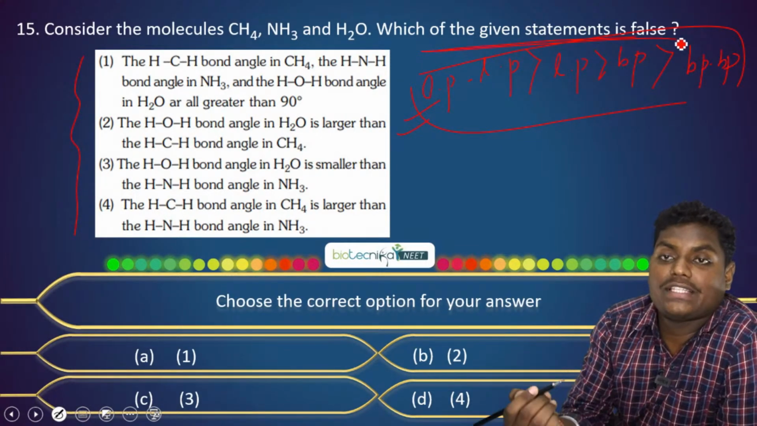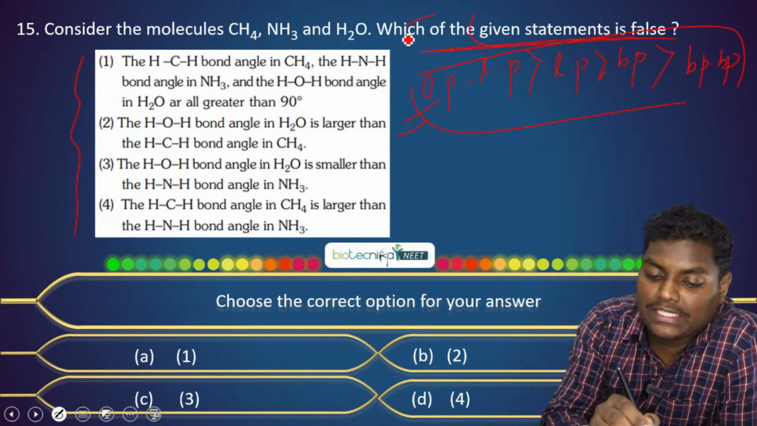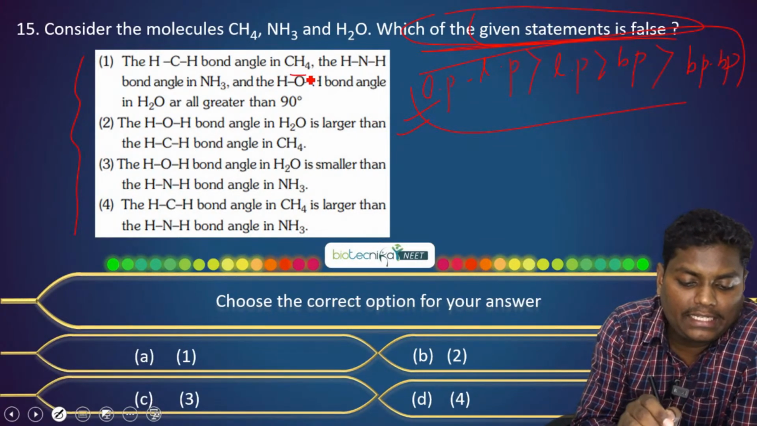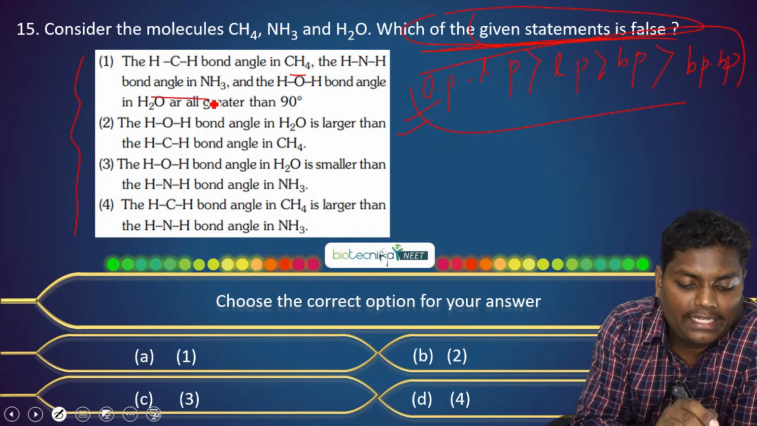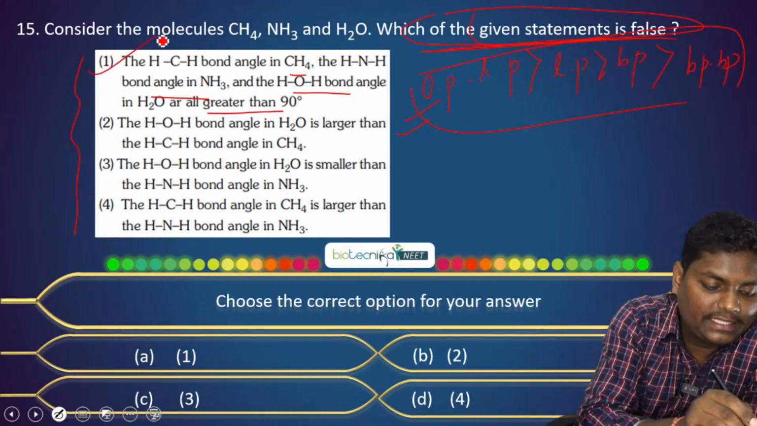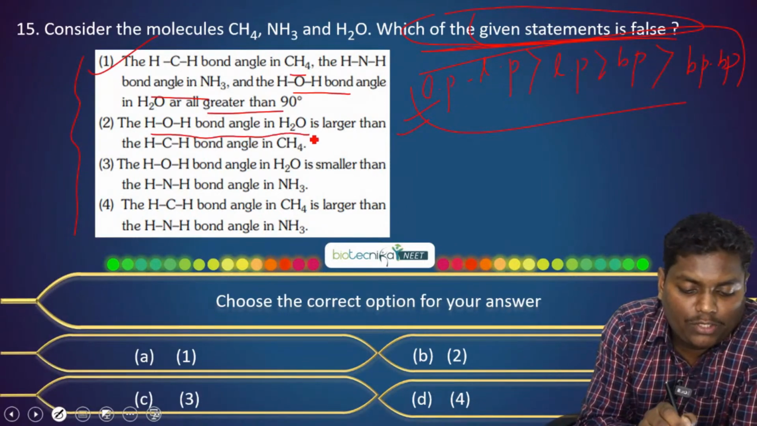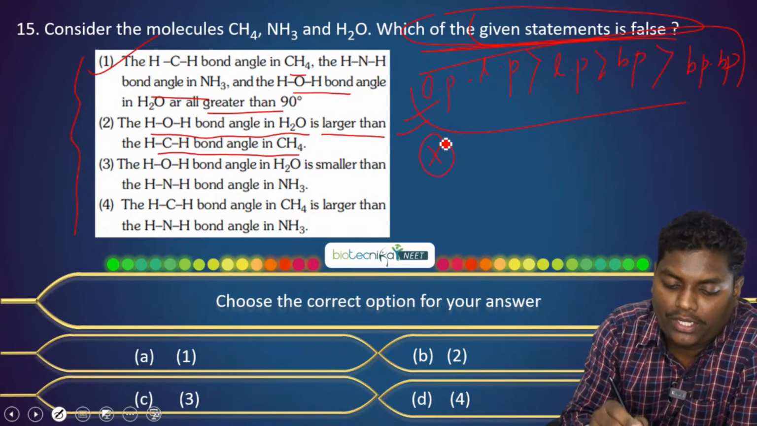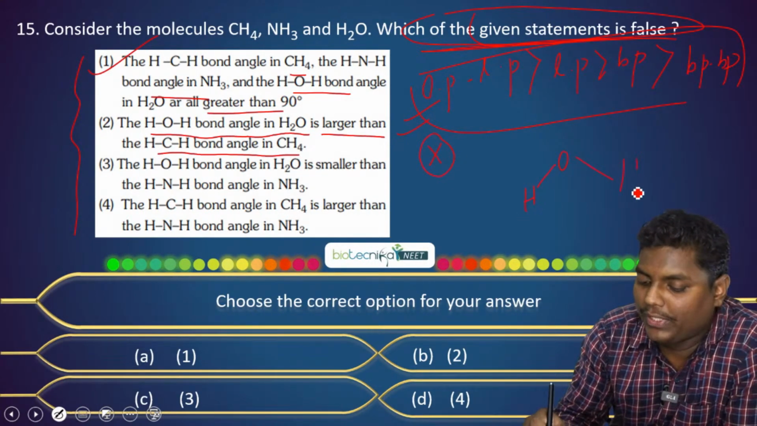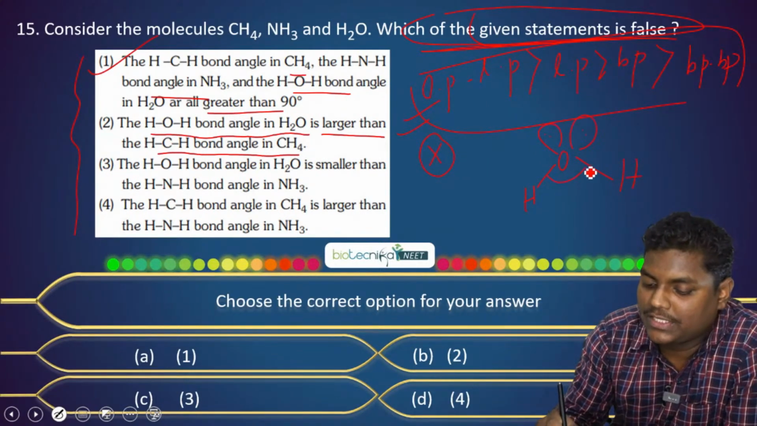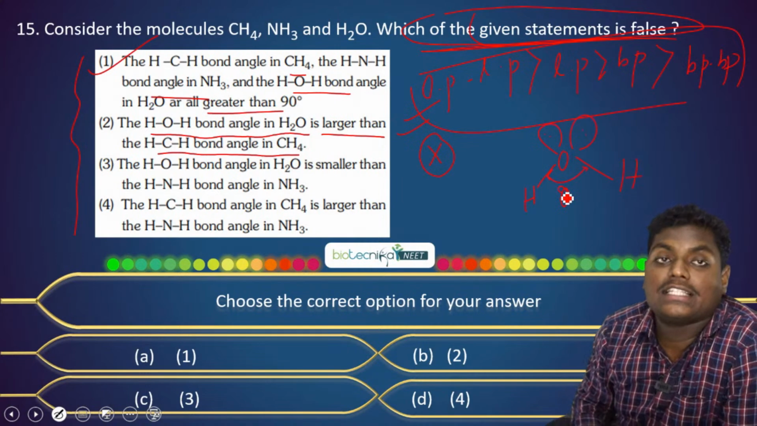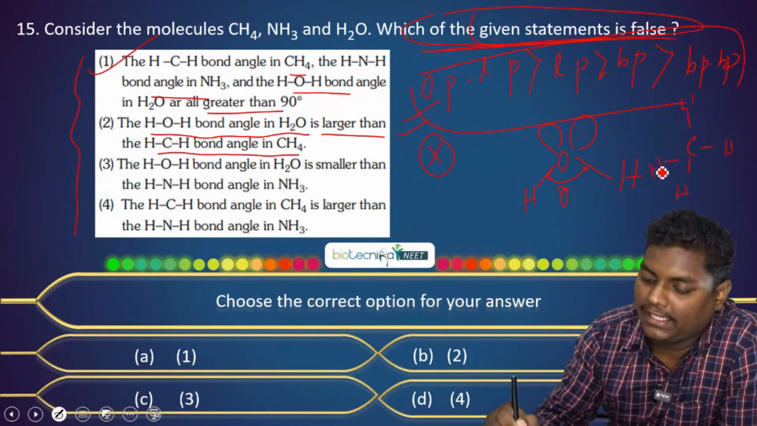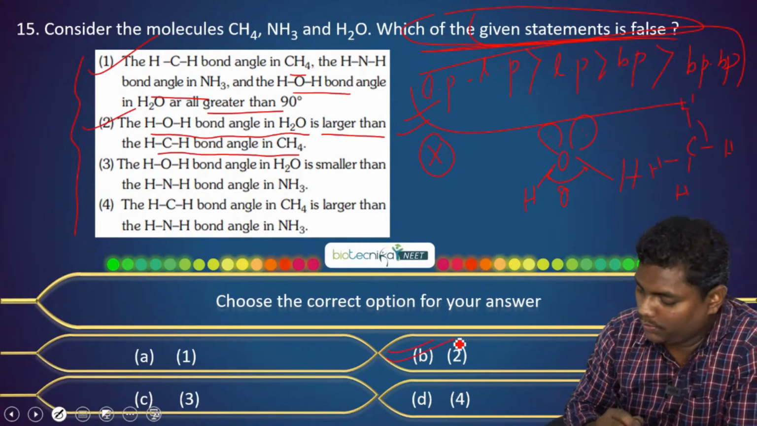When you are reading these questions in the exam, be careful what it is given. Which of this given statement is false? So check which will be false. HCH bond angle in methane and this bond angle in ammonia and this will be all greater than 90 degree. This is the correct statement. HOH bond angle in water is larger than HCH bond angle in methane. This is wrong, because in water we have 2 lone pairs, so there will be more repulsion, so this bond angle will be less in comparison to what we have for methane. So the correct option is B, 2.